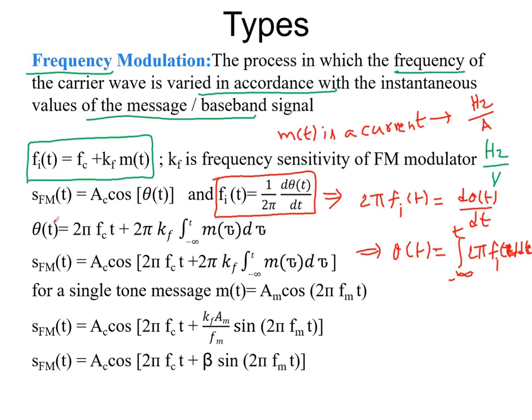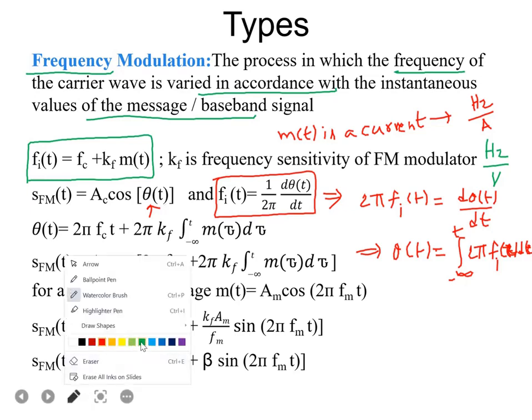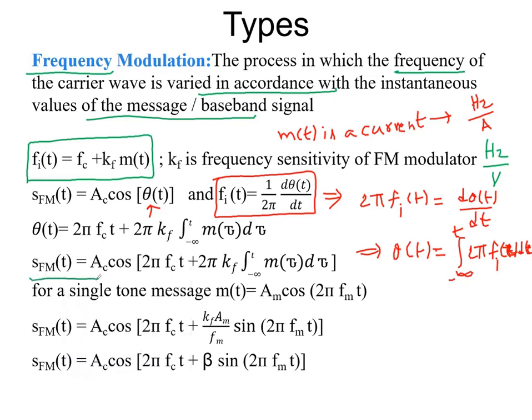Now you have to replace this theta of t in the above equation. If you do, you are left with your standard FM equation, that is, s FM of t is Ac cos 2 pi Fc t plus 2 pi kf times the integral from minus infinity to t of m of tau d tau, where m of tau represents your message signal, the integral of m of tau represents the integration of the message signal, and kf is the frequency sensitivity of the FM modulator.